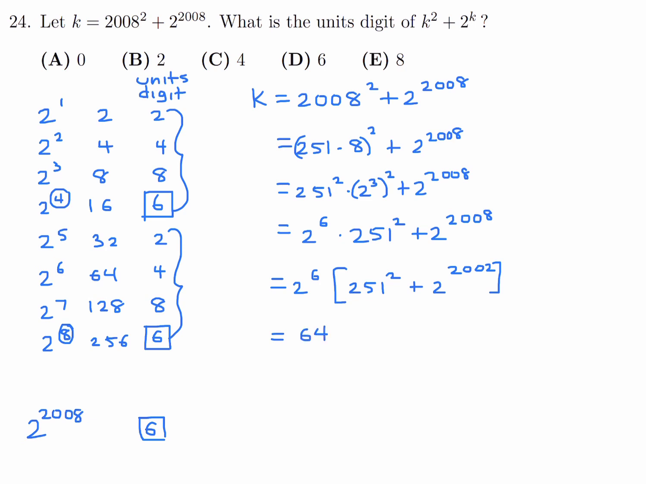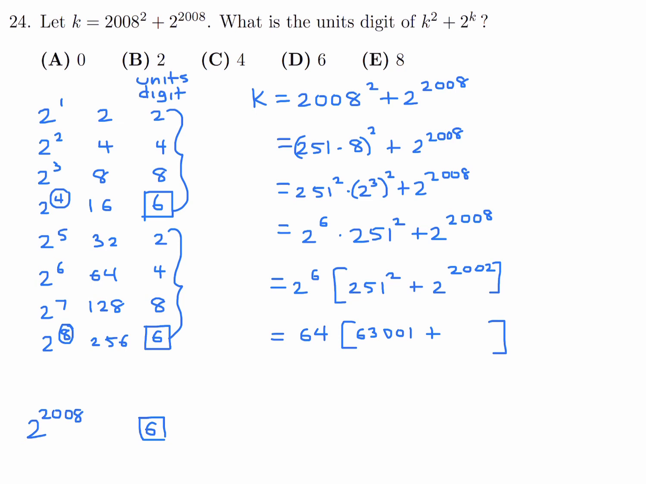is 64, and then these numbers are pretty manageable. 251 squared is 63001, but this is a big number. I've got to figure out the units digit of that. So 2 to the power of 2022. This is where our table comes in.